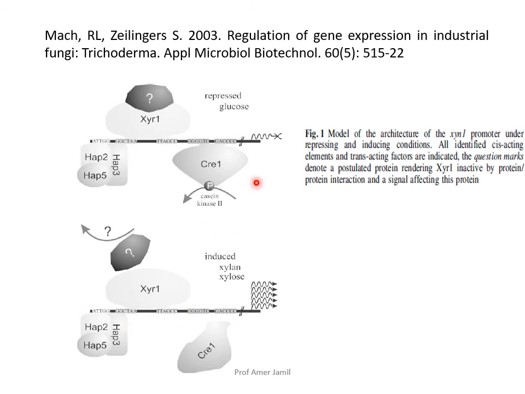As I mentioned previously, CRE1 acts as a repressor in the case of cellobiohydrolase, but it is also acting simultaneously on xylans and xylose. Xylan is the long chain of hemicellulose, and xylose is the 5-carbon sugar, which is the basic sugar present in hemicellulose. So this is how this activation and repression goes on.